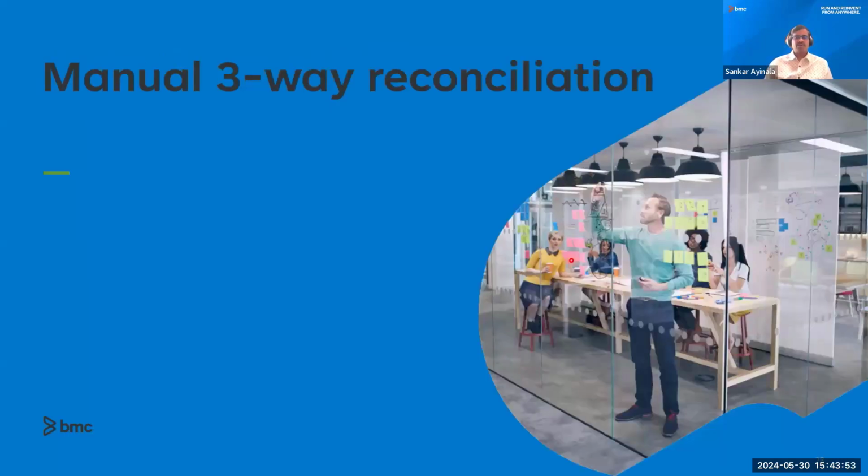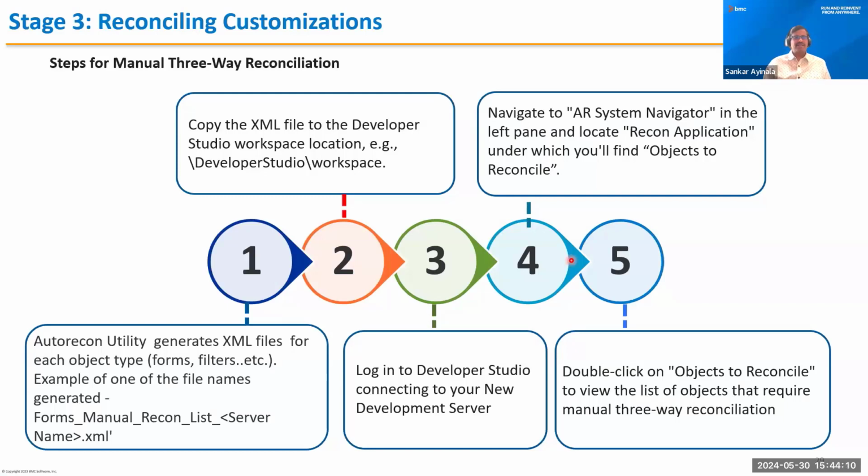So let's move on to the next section, which is manual three-way reconciliation. So this is nothing new. It's the same old process that you have been following for almost 10 to 12 years, since we introduced overlays in the 7604 version onwards. So these are the steps that you need to follow to perform manual three-way reconciliation.